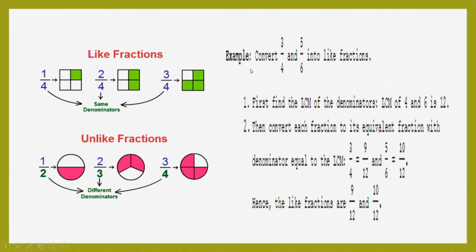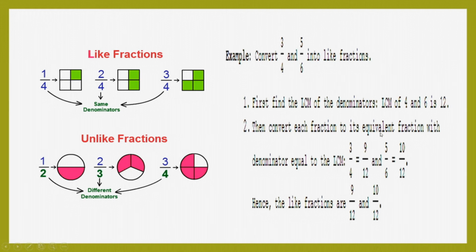Let us see here how to convert unlike fractions into like fractions with an example. To convert unlike fractions to like fractions, first we find the LCM of the denominators. Take the LCM of 4 and 6, which is equal to 12.